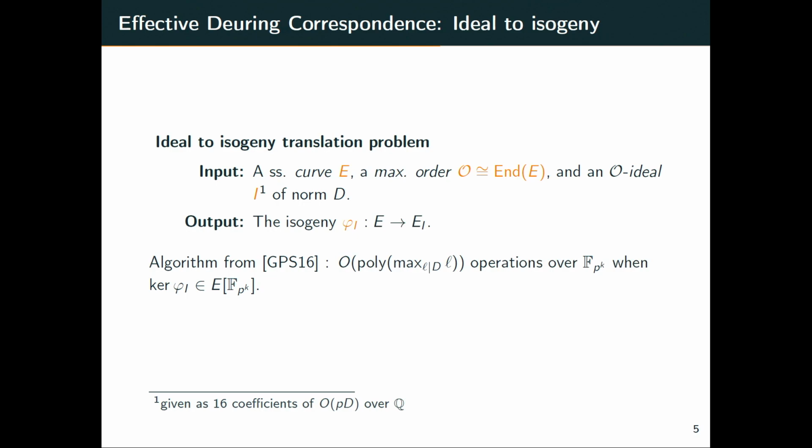And roughly, this algorithm has a complexity which is essentially polynomial in the biggest prime factor of the degree D. And it requires doing some operations over F_p^k, where F_p^k is the field of definition of the kernel of the isogeny. The kernel is simply the set of points that are sent to 0 by the isogeny map. And they're actually the objects that we are going to use concretely to compute the isogeny.